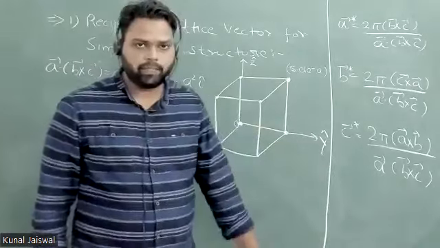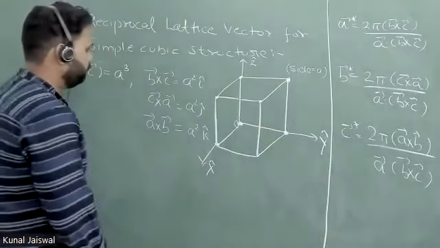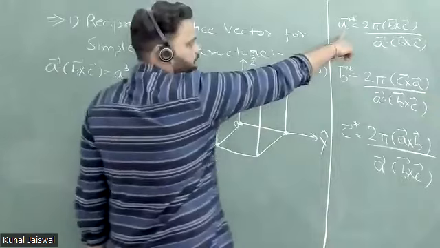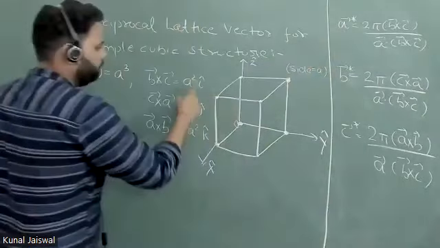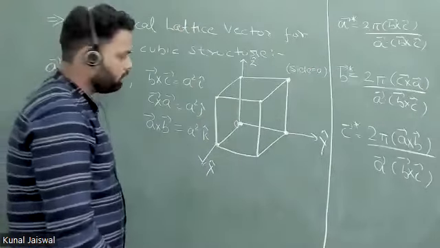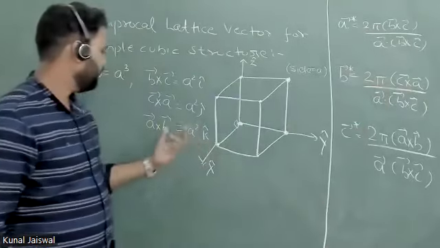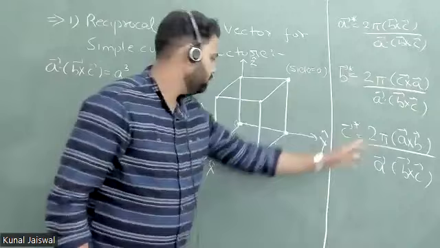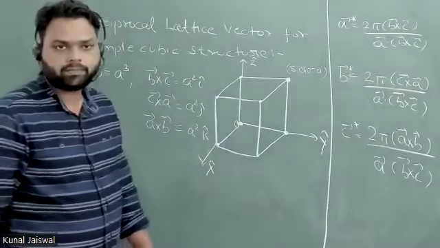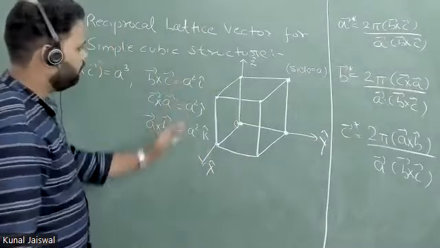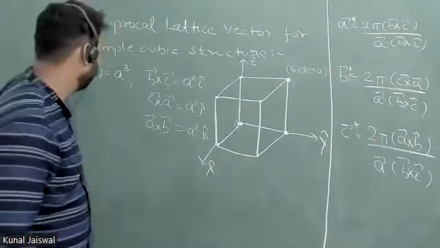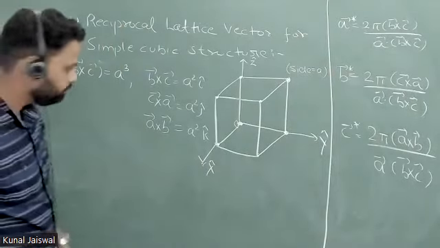For the simple cubic, always remember, the direction of A star will be along i cap. Similarly, for B star, the direction will be along j cap, and for C star, the direction will be along k cap. Clear? Now we have got all the values, just put them in this expression.